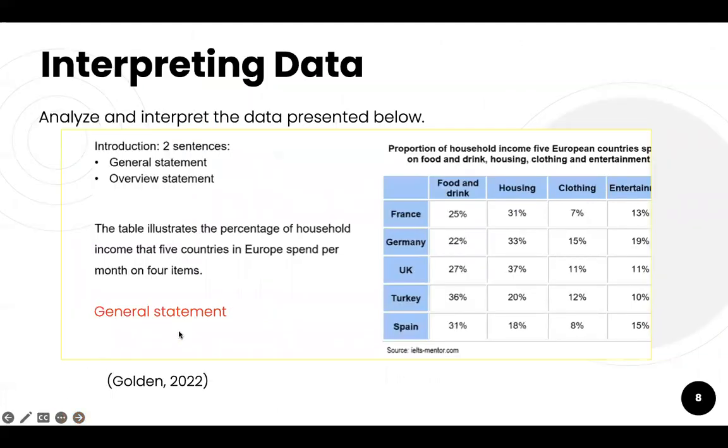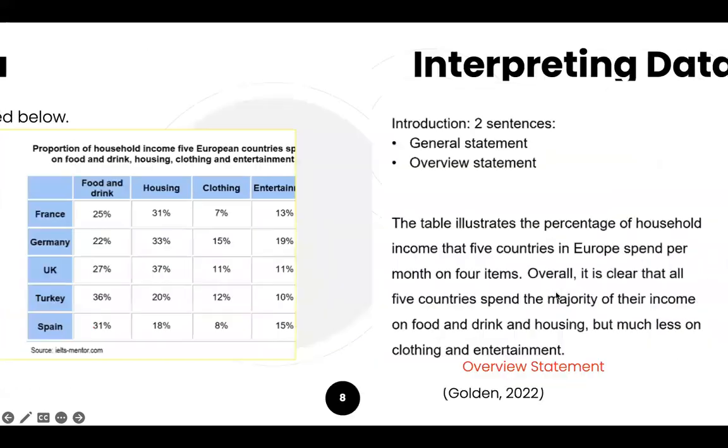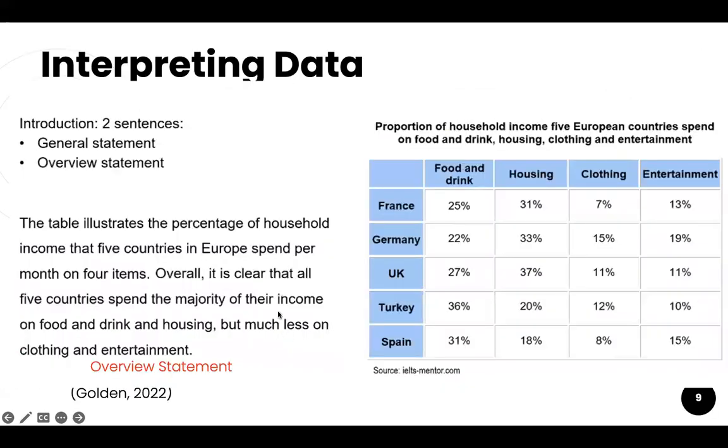All right, so let's have the second exercise. I have here the table, and you have the title and the percentages. The general statement here is: the table illustrates the percentage of household income that 5 countries in Europe spend per month on 4 items. So that is the general statement. It shows what the table presents.